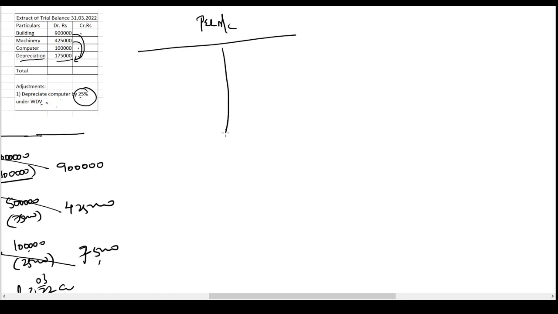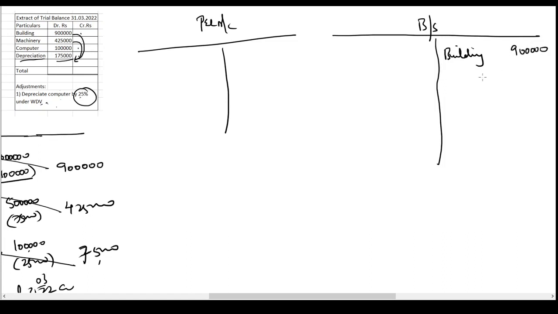P&L account, and this is my balance sheet. Please excuse me for my handwriting. Building, I'll now straight away show it in the outer column 9 lakh. Machinery, I'll show in the outer column 4 lakh 25,000. Computer, I'll write in the inner column 1 lakh because I know that there is some adjustment which I have to do. Depreciation, I'll write 1,75,000 here on the debit side.